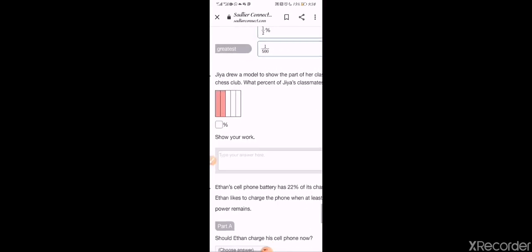Question number 50. Let's read it first. Number 50. Gia, she drew a model to show the part of her classmates who are in chess club. What percent of Gia's classmates are in chess club? Okay, in the model she colored 2 out of what? The total number here, they are 5. 2 just are colored. So it means the ratio that I have is 2 out of 5, 2 to 5.